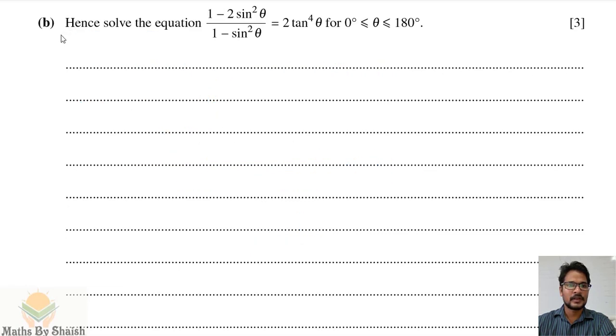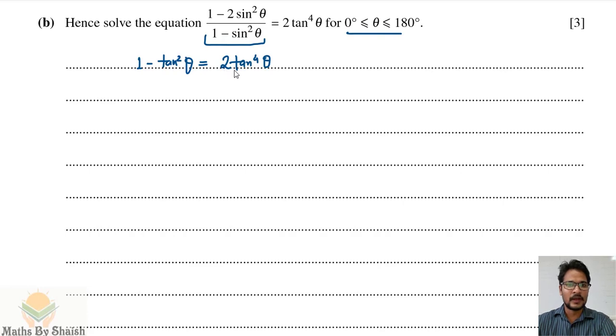And here is the B part. Hence solve the equation (1 minus 2 sine square theta) upon (1 minus sine square theta) is the same as 2 times tan power 4 theta, between 0 and 180. So from the A part we have seen that this is equivalent to 1 minus tan square theta, so we will write this equation as 1 minus tan square theta equals 2 tan power 4 theta.